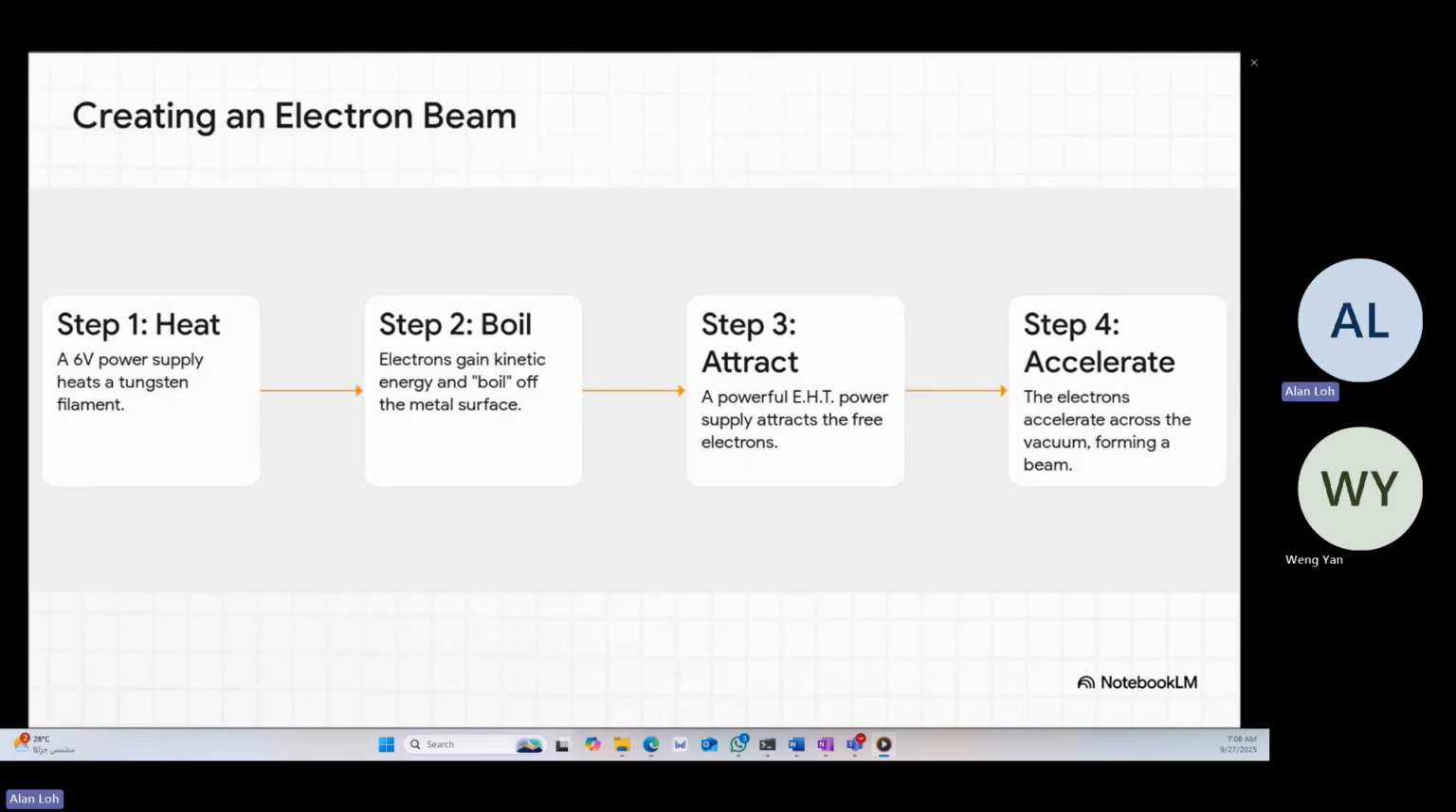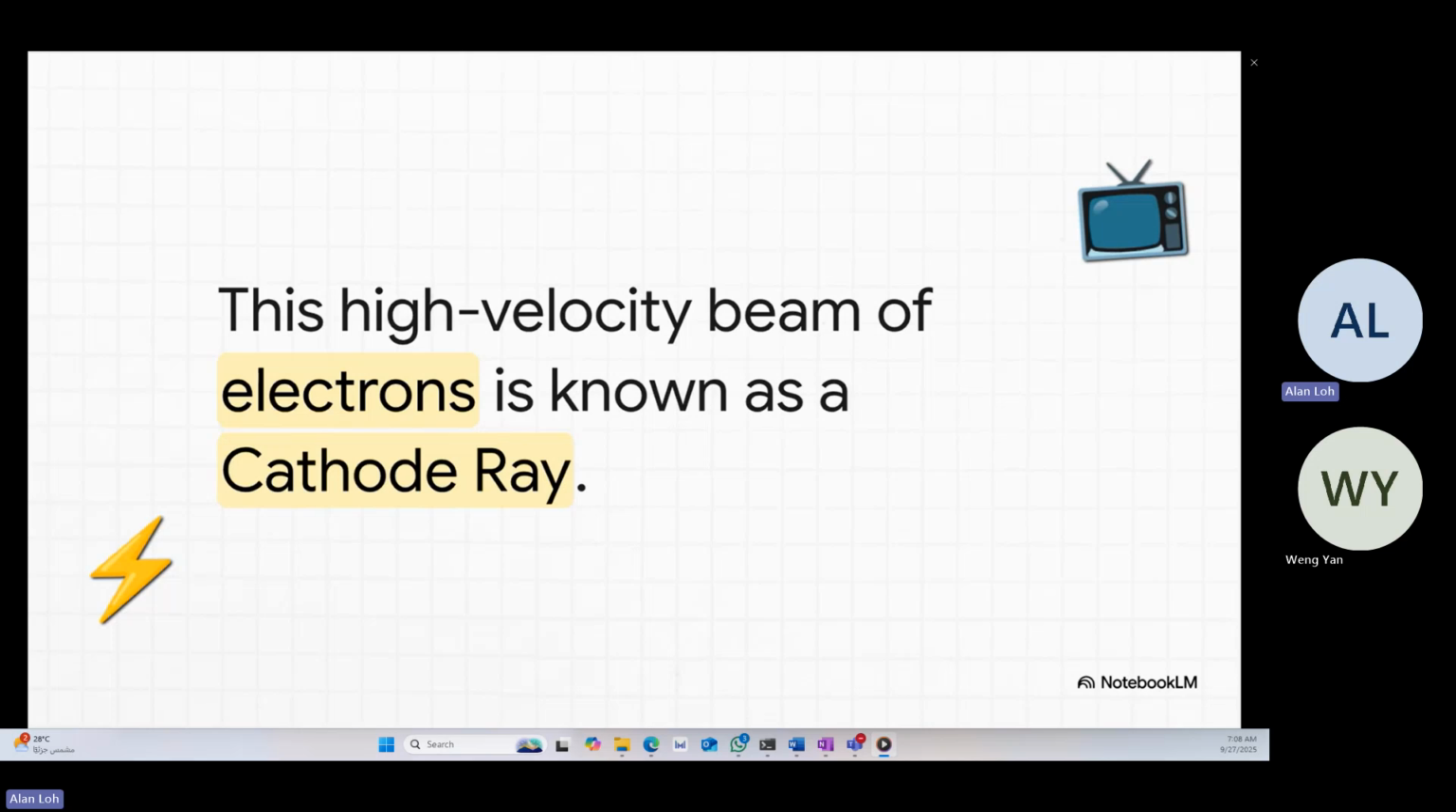So here's the playbook. First, we use a power supply to heat up a little tungsten filament until it's glowing hot. That creates a cloud of these free electrons. Then, and this is the clever part, we use a really powerful high-voltage supply to create a strong positive charge nearby. The electrons, being negative, are instantly attracted to it. We do all this inside a vacuum so the electrons don't bump into any pesky air molecules, and boom, they accelerate across that gap and form a perfect high-speed beam. And that high-speed beam has a very famous name: a cathode ray.